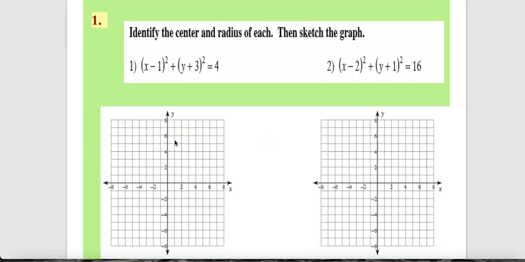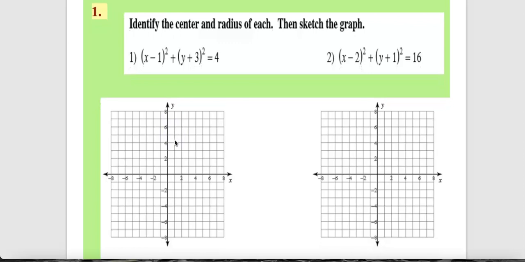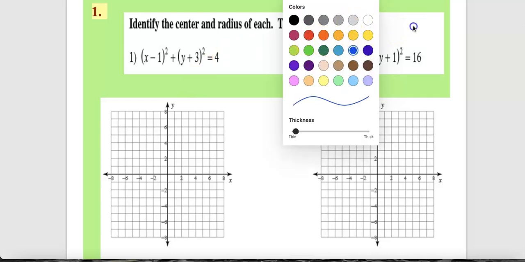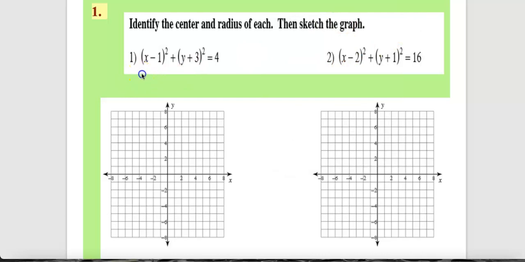Okay, now our first question is: identify the center and radius of each, then sketch the graph. So we will first find the center and the radius of the circle over here. First thing, you should write the standard form of the equation of a circle, that is (x − h)² + (y − k)² = r², where h and k are the center.